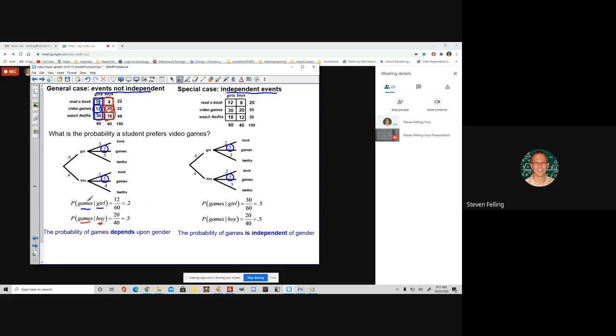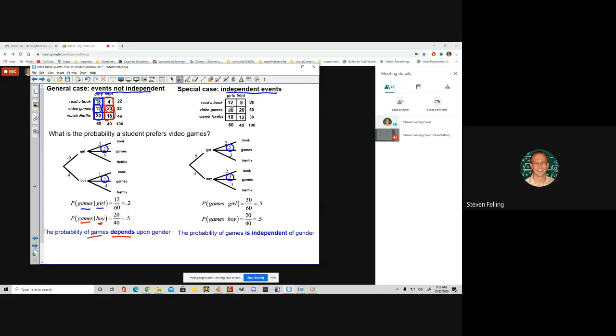And that means that the probability of someone liking games is changing depending upon the gender, right? In other words, girls have a 20% chance of liking games, right? In this column, games are 20%. But in the boys column, games are 50%. That implies that liking games depends upon gender, because more boys like games than girls in this data, okay?